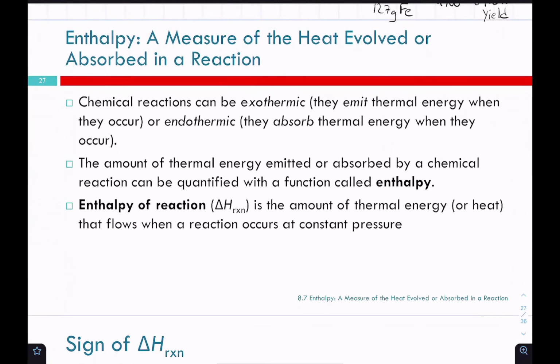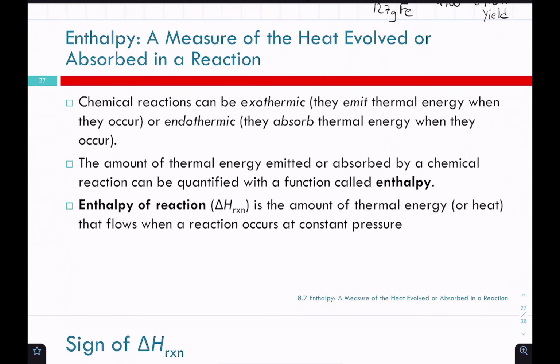So I'm going to include in these chemical reactions the idea of enthalpy. Enthalpy is a measure of the heat evolved or absorbed in a reaction. So it's how much heat comes out of the reaction, or how much heat does the reaction soak up from its surroundings. And we've talked about exothermic and endothermic a little bit, right? Exothermic means it's emitting thermal energy. So any combustion reaction emits thermal energy. Endothermic reactions are more rare, but there are things like instant ice packs, chemical ice packs.